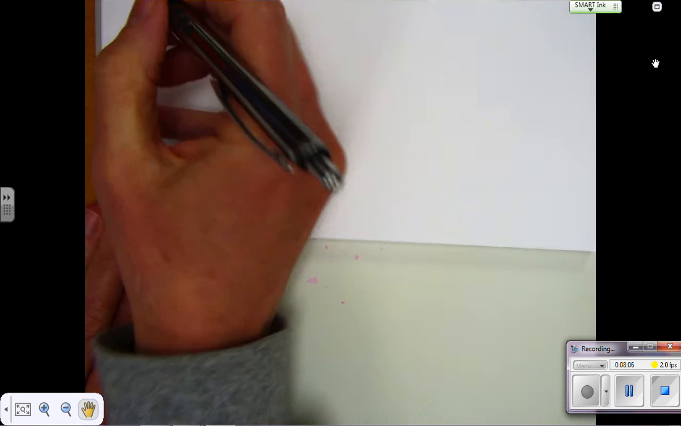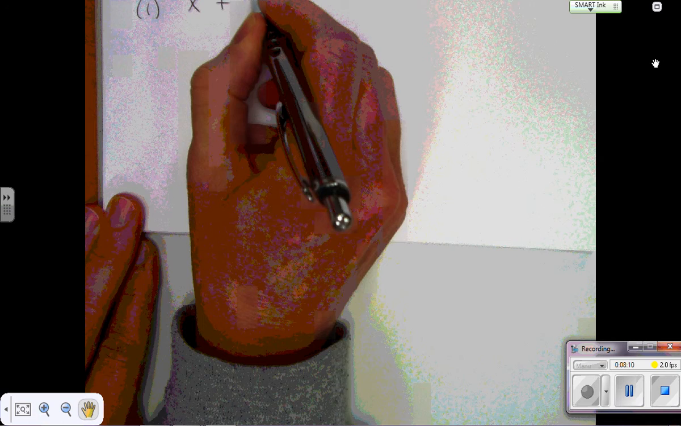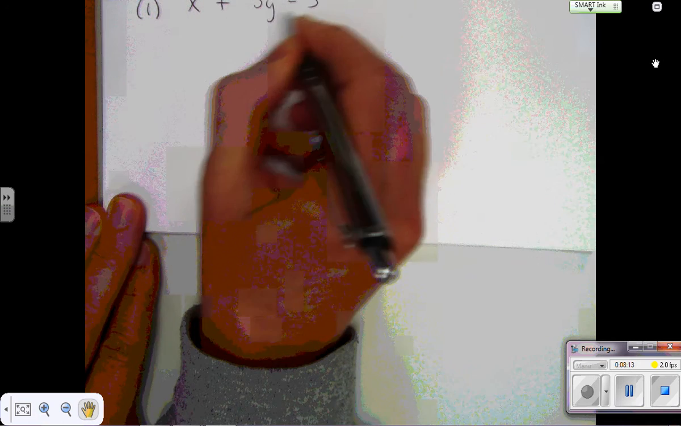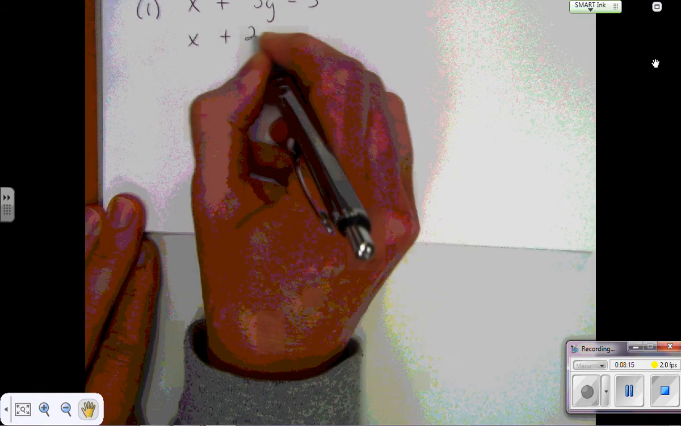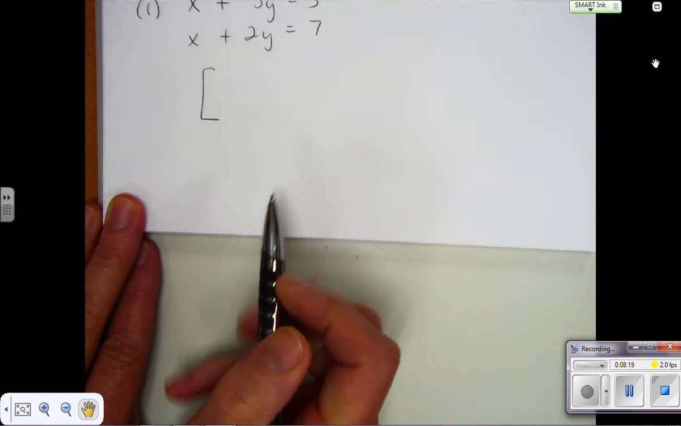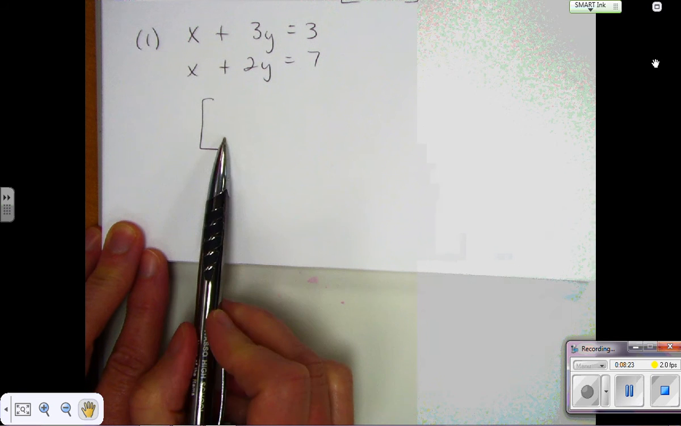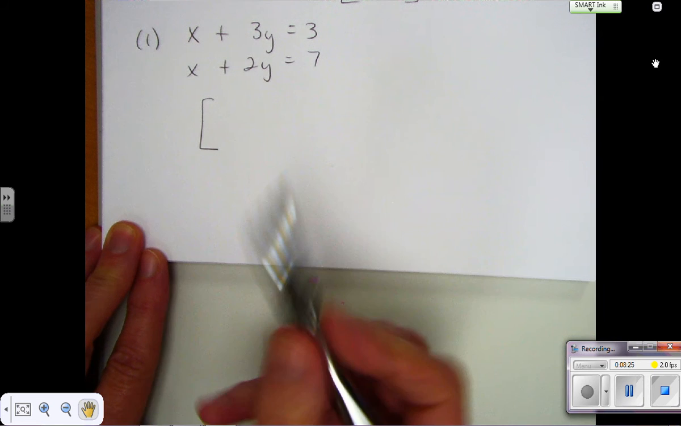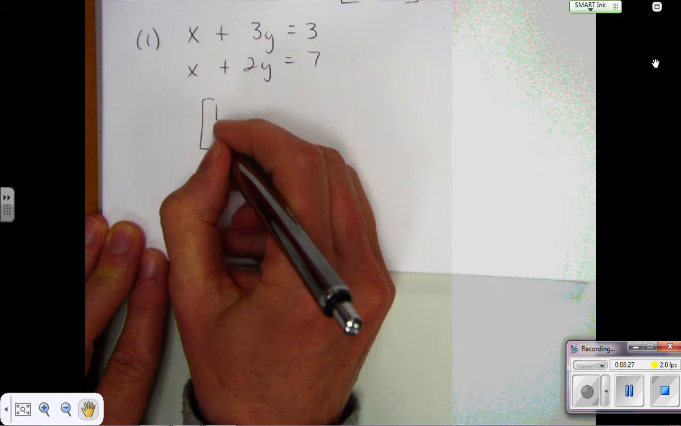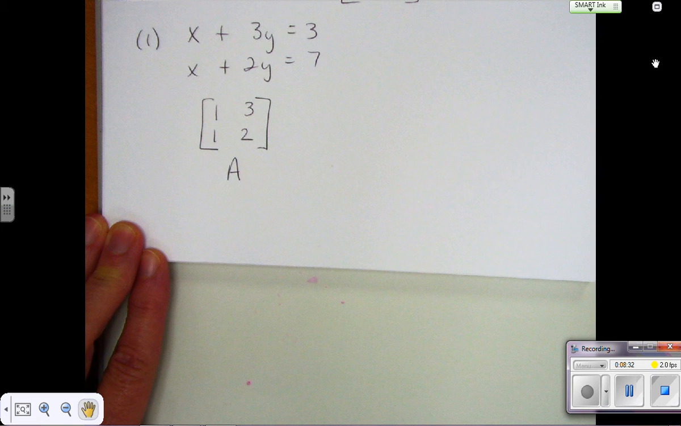So like on number 1, you have your two equations. The coefficient matrix is a column of your x coefficients, column of your y coefficients. So you're going to have 1, 1, and 3, 2. And we're going to call this matrix A.